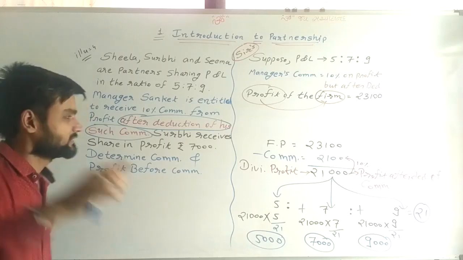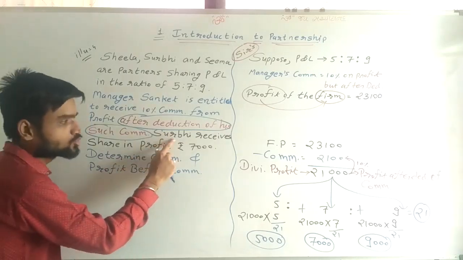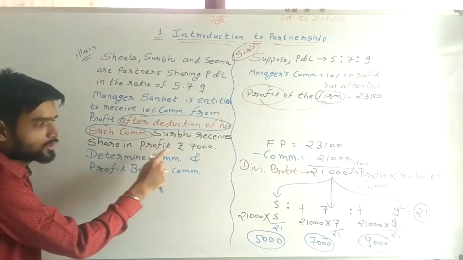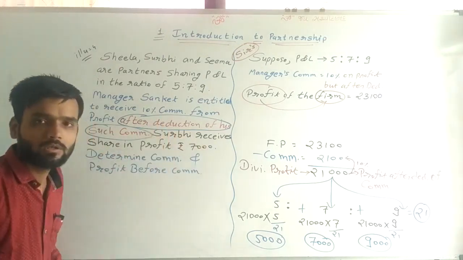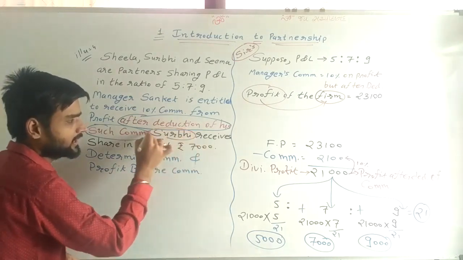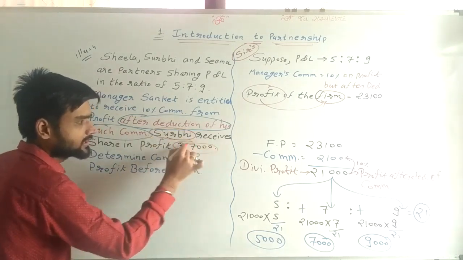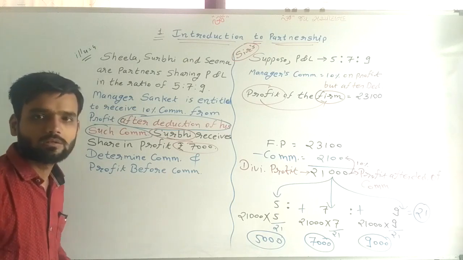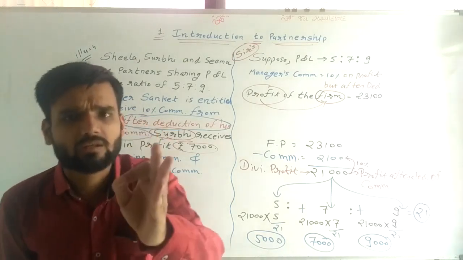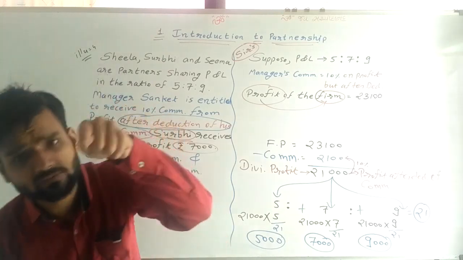firm profit is given. See here, Surbhi receives a share in profit of rupees 7,000. Now sir, here Surbhi received 7,000 is given. Now Surbhi is one partner and Surbhi's profit is given.